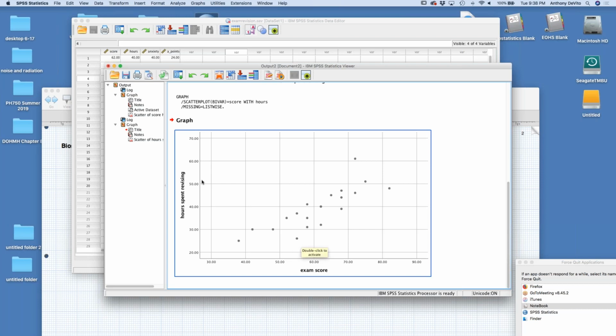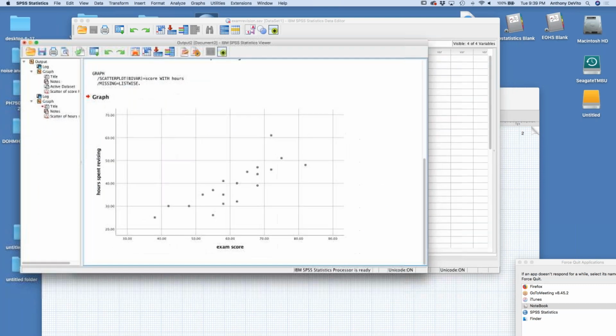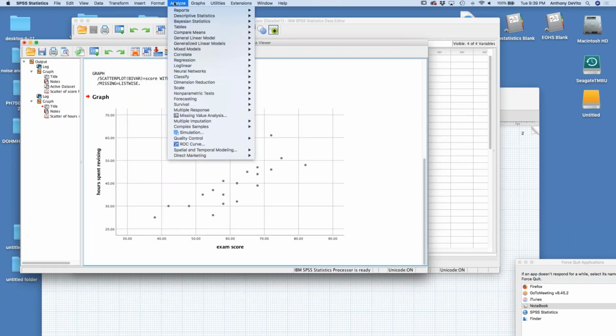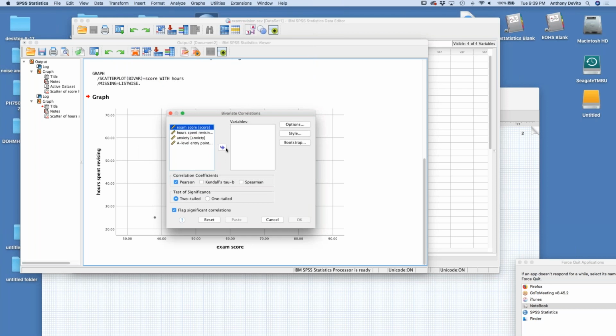So now we want to describe this numerically. We want a number that we can use to describe this association, and that's going to be what we call correlation. So I'm going to go up here to Analyze, and go down to Correlate. Our choice is going to be Bivariate, because we're only looking at two variables at a time. So it's a bivariate correlation. And the two variables I'm going to look at are exam score and hours spent studying.